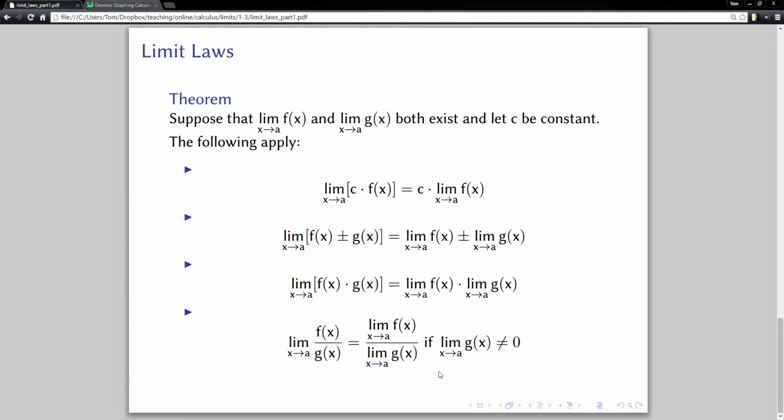So those are the statements of the first few limit laws. In the next couple of videos, we're just going to take a look at how you would apply these limit laws to some limit problems to compute the limit.